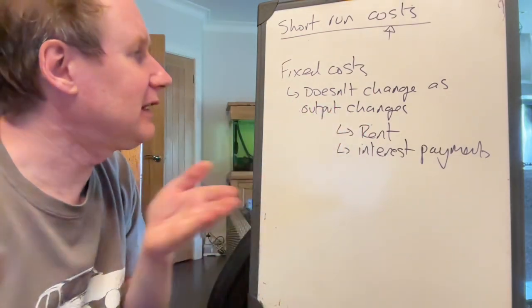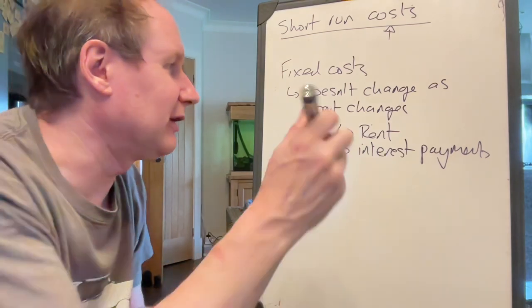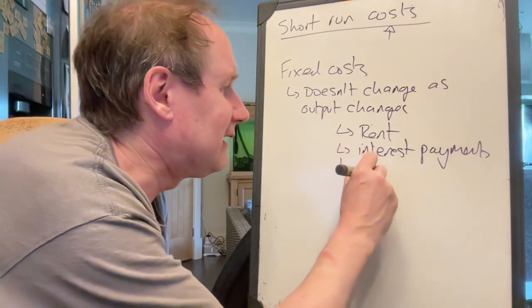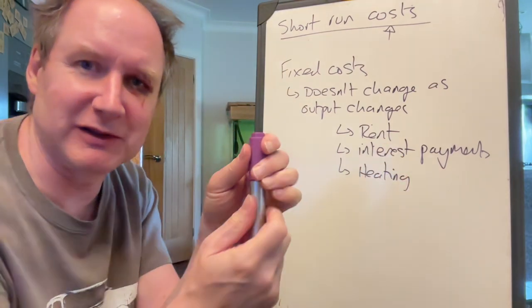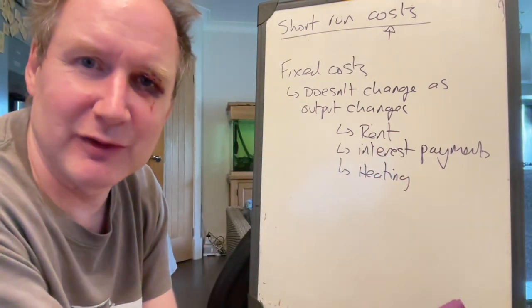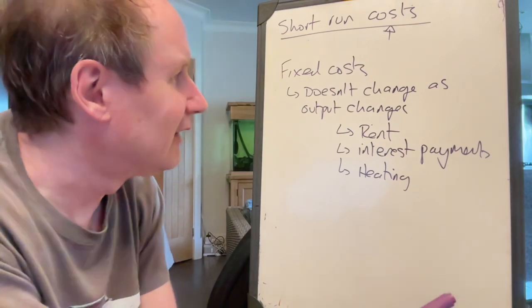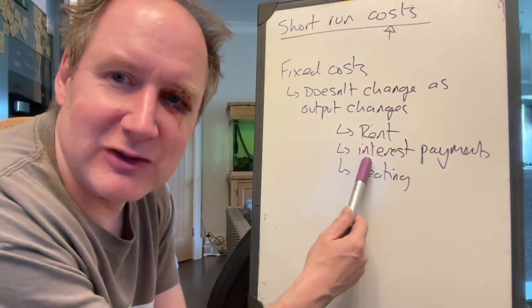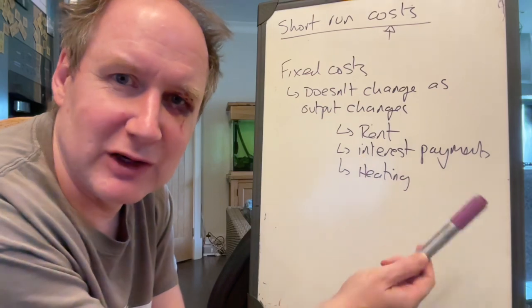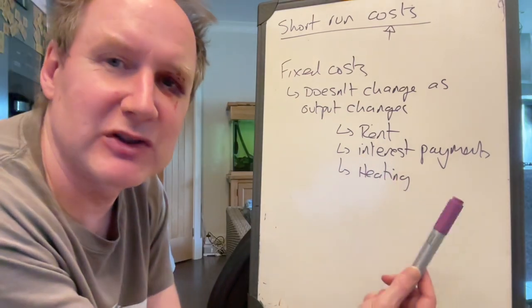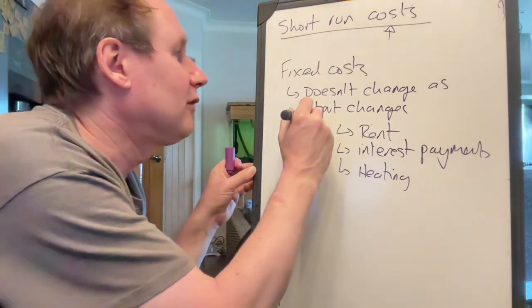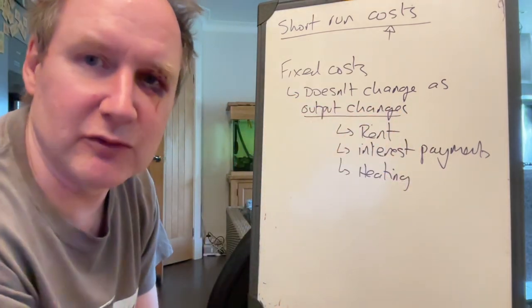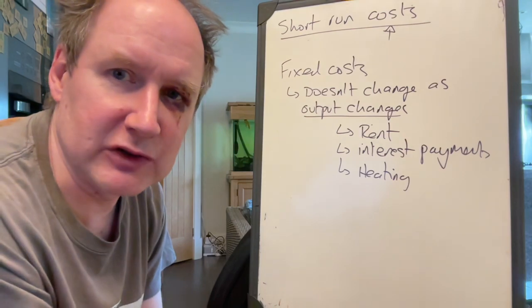However, they can change. It's like the firm's heating bill or something. That probably doesn't depend on the number of pens that I'm making, but it's obviously higher in the winter than it is in the summer. If your bank changes interest rates and you have to renegotiate your mortgage, then your interest payments change. So they're not fixed. They're fixed with output. They don't change as output changes.